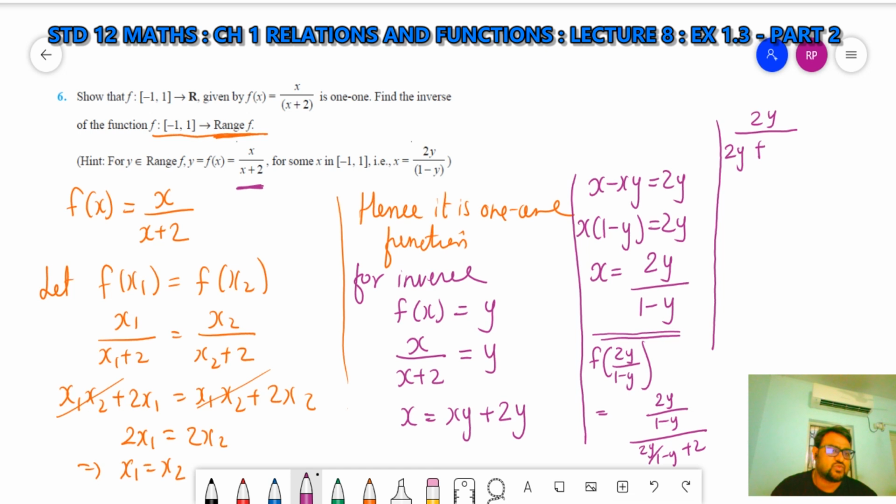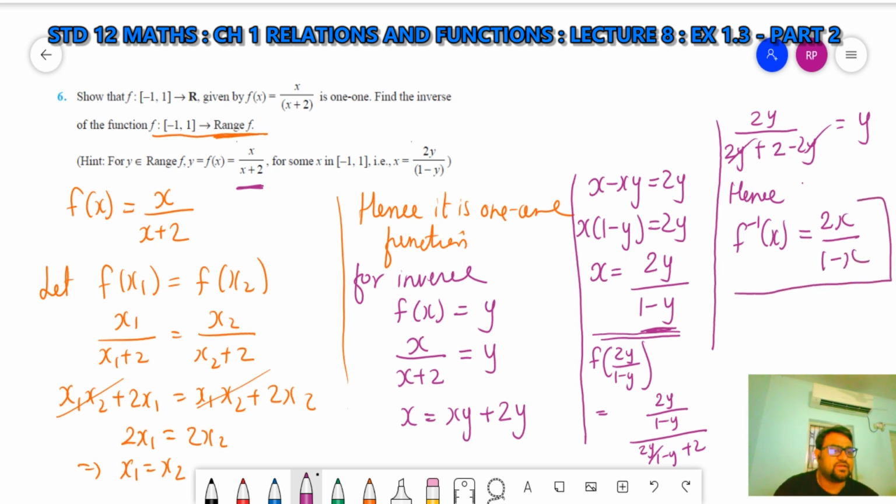Here, 1 minus y gets cancelled by taking the LCM. We get 2y upon 2y plus 2 minus 2y, so 2y and 2y get cancelled, and 2y by 2 is equal to y. Hence this is the inverse. Instead of y, I will now put x: f inverse of x is x upon 1 minus x. This is f inverse. Clear?